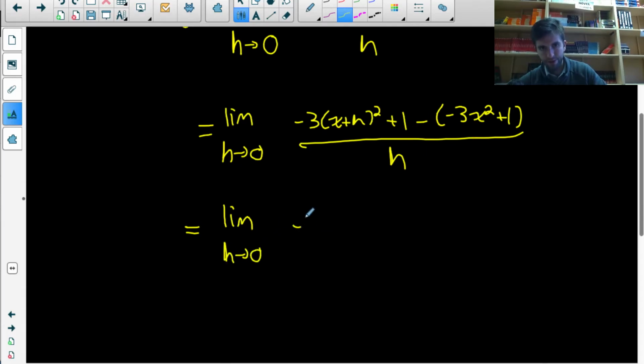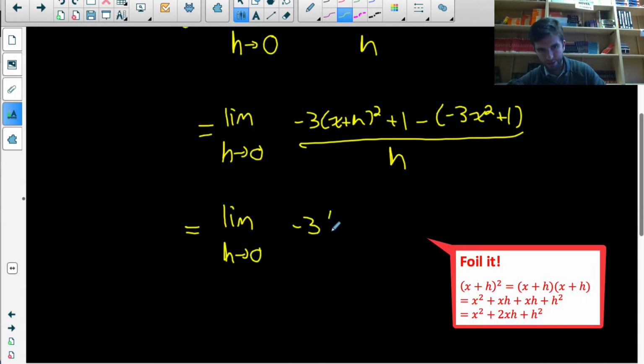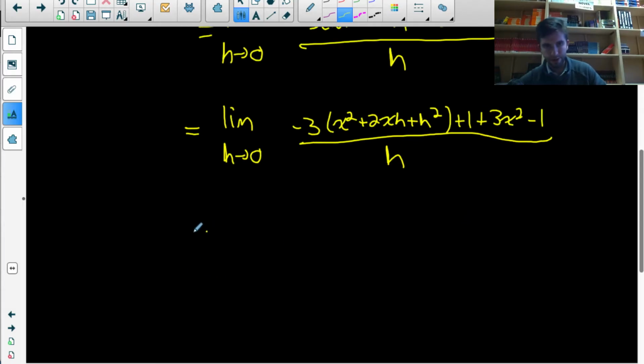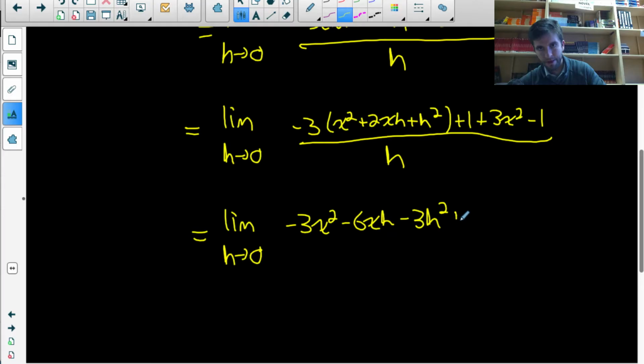Let's simplify the numerator. Negative 3 and then (x plus h) all squared is x squared plus 2xh plus h squared. Plus 1, distribute the minus, plus 3x squared minus 1. And this is all over h. And then I'll very quickly distribute my negative 3, plus 1 plus 3x squared minus 1, all over h.